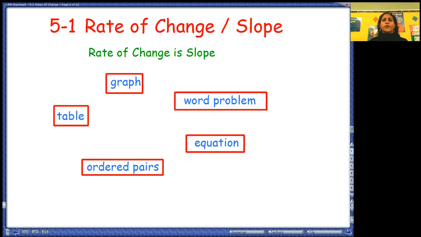Today we are going to do rate of change, also known as slope, and you can find the rate of change from a table or a graph, a word problem, an equation, or ordered pairs. In the next few days you're going to be able to do it from all of these sources. So let's begin.